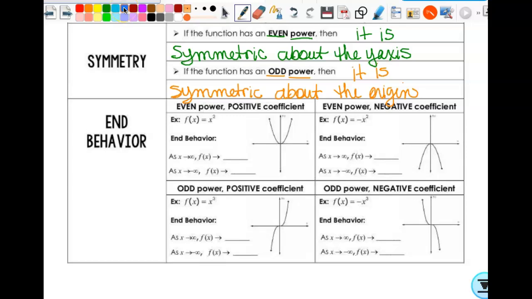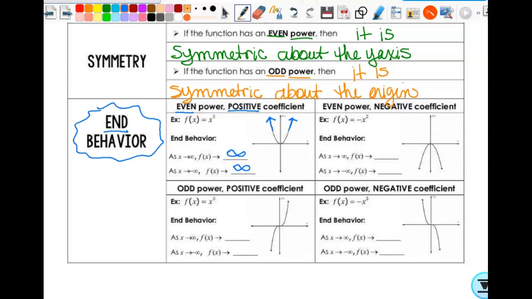Okay, so now let's talk about end behavior of our power functions. So if I have an even power positive coefficient, so in this case it's f of x equals x squared is what we have here, but it could be x to the 6th, x to the 128th, it doesn't matter. It's going to basically look like this because I have no scale. And my end behavior means I'm only concerned about the ends, hence the name end behavior. So as x approaches infinity, what does f of x approach? Infinity. And as x approaches negative infinity, f of x approaches infinity. Okay.